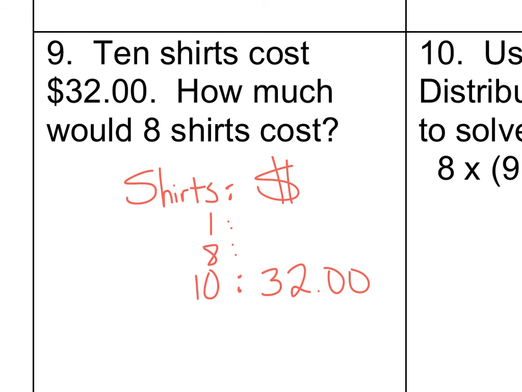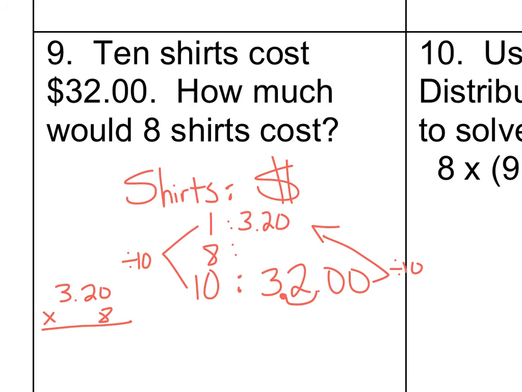So what is 10 divided by 10? 1, right? And therefore, what is 32 divided by 10? All we have to do is move the decimal place over once to the left. It's $3.20. So now we do $3.20 times 8, and we set it up like it's 320 times 8, because when we multiply, we just ignore the decimal and then we have 2 decimal place values in our problem. So we're going to have 2 in our answer. So it's going to be $25.60 for 8 shirts.